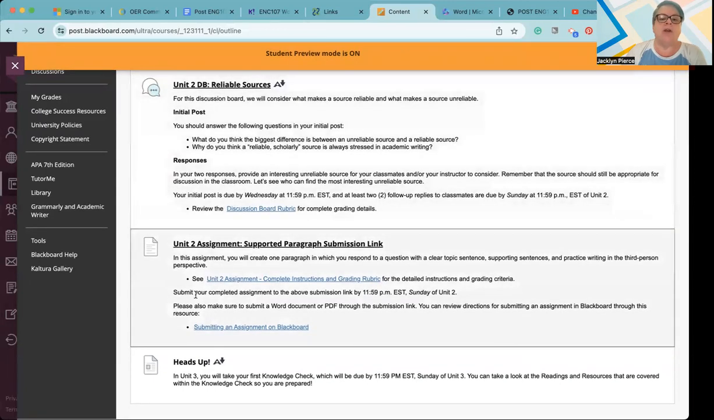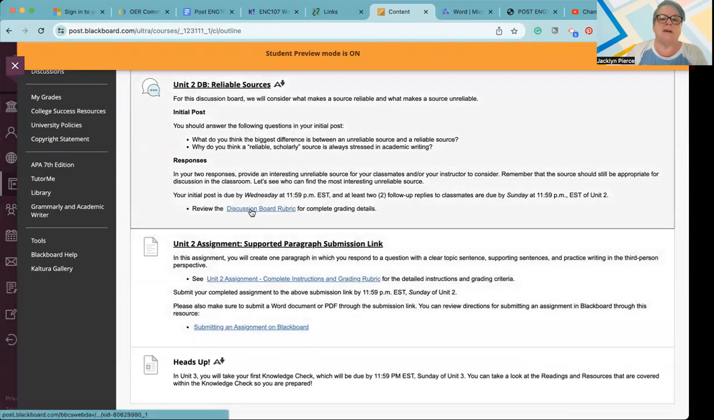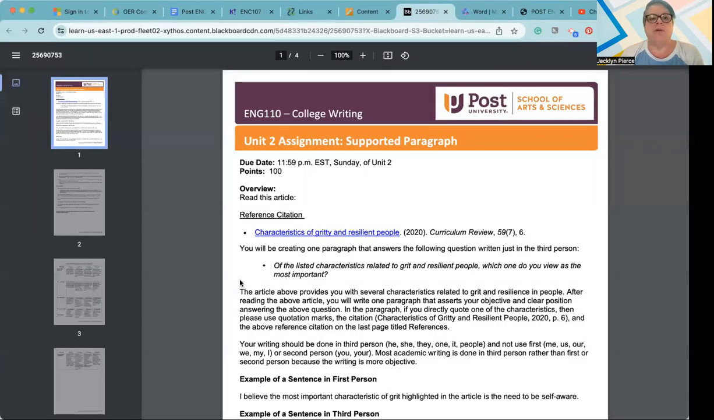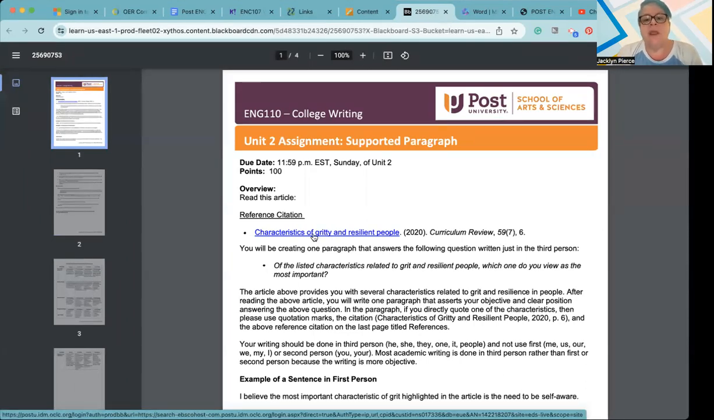Then the writing assignment. Now remember, you have links. Here's the one for the discussion board rubric, and here's the one for the Unit 2 assignment. So this is the complete paper assignment for your Unit 2 assignment supported paragraph. You have a provided article. This is from the post-university library, and to access the article, all you got to do is click on the link. It is from a journal called Curriculum Review, and it is called Characteristics of Gritty and Resilient People.